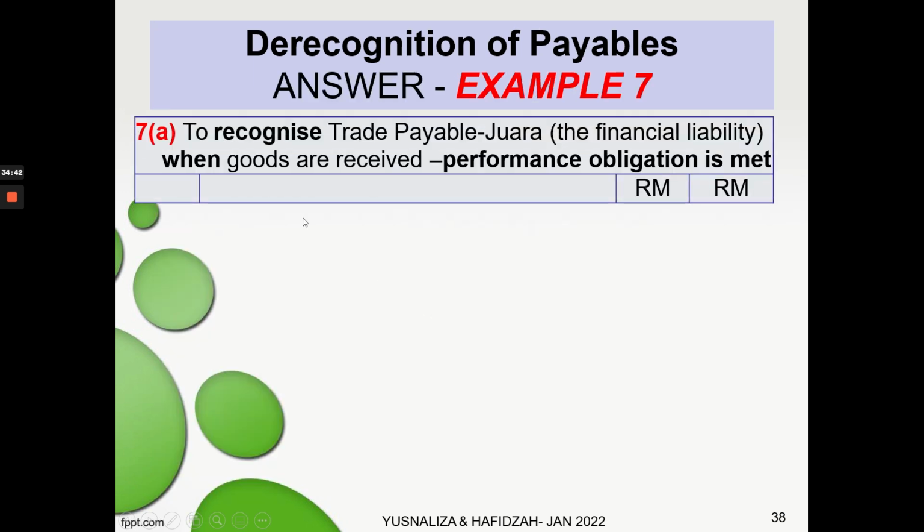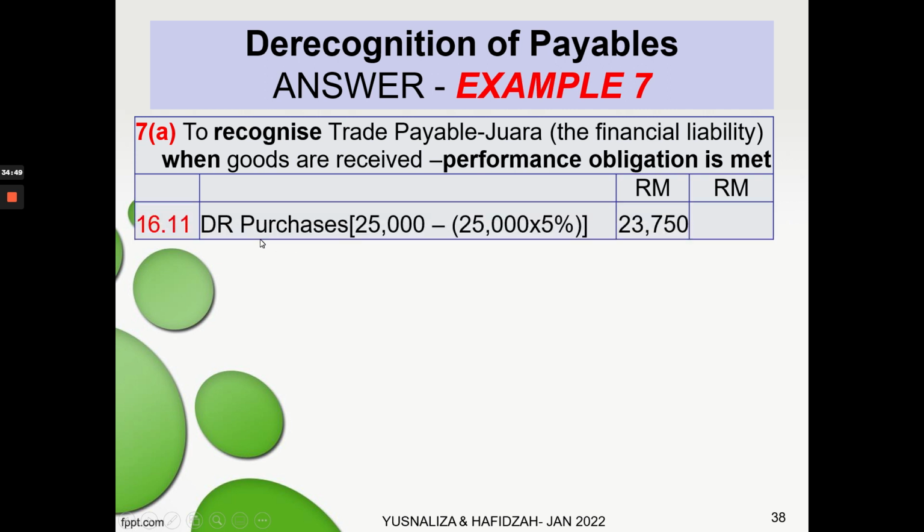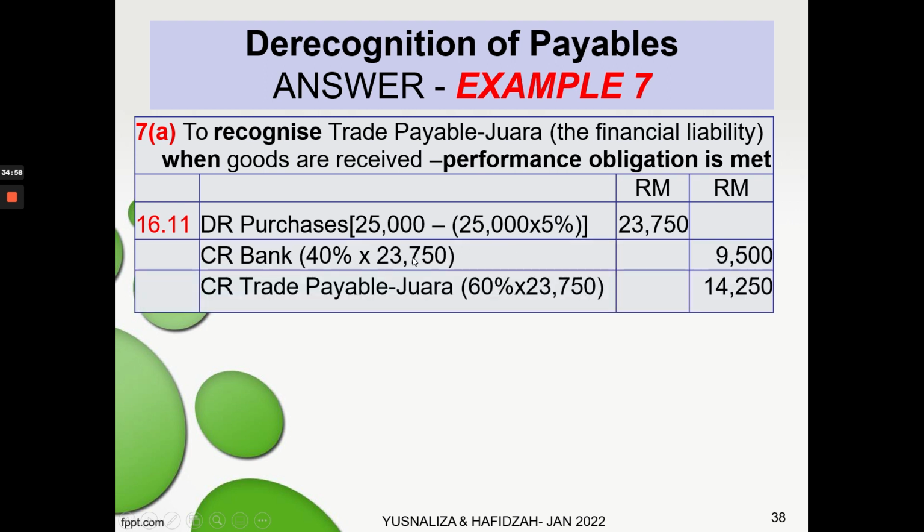So let's see this. To recognize the trade payable is when the goods are received, the performance obligation is met. Debit purchase, and you need to take note of the trade discount that was given. So credit bank for the amount that was paid in the cash purchase, and on 16th of November, when you credit trade payable, that gives rise to a financial liability, trade payable Juara.